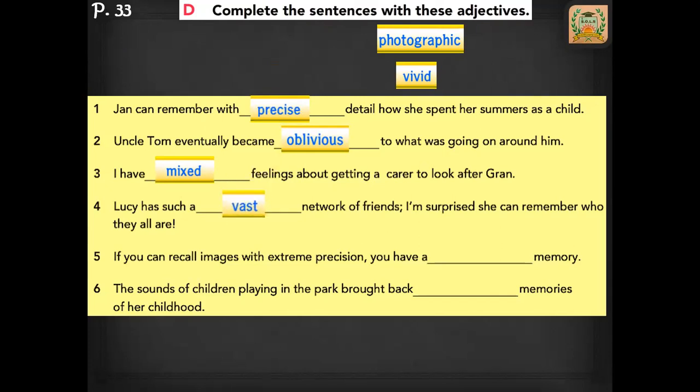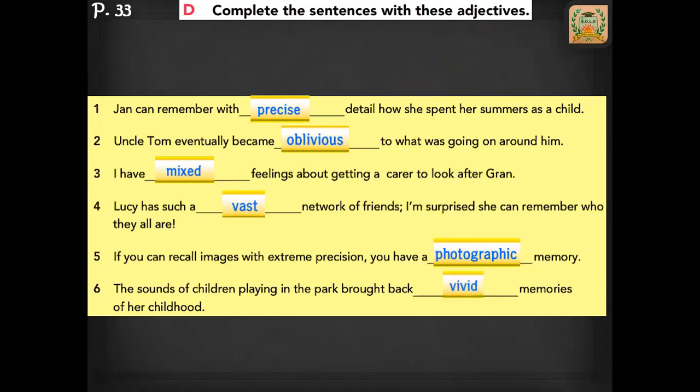If you can recall images with extreme precision, you have a photographic memory. You can remember the images, you have a photographic memory. The sounds of children playing in the park brought back vivid memories of her childhood. I think this exercise is not that difficult. Now turn the page, 34.